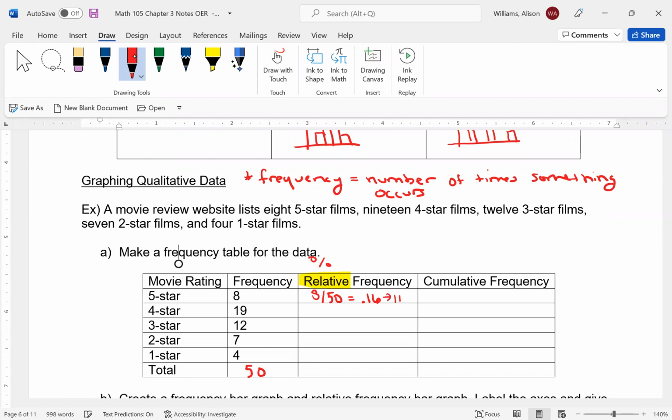I'll squeeze that in. 16%. Okay, so for the next category, I'm going to take 19 and divide it by 50. Give myself a little space to put that. Okay, so that gives me 0.38 or 38%. And I'm rounding, by the way. So go ahead and finish this. Pause the video, finish it real quick, and I'm going to give you the rest of the answers I got. For this category, I got 24%. 2-star category, I got 14%. And the 1-star category, I got 8%. And that does total up to 100%.